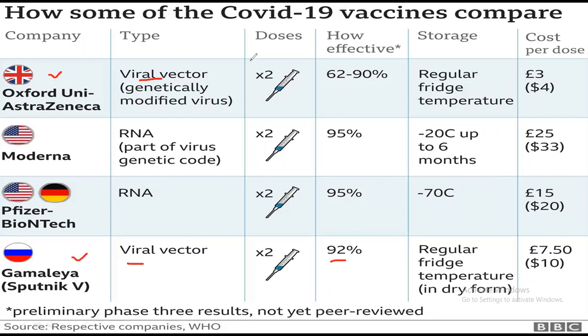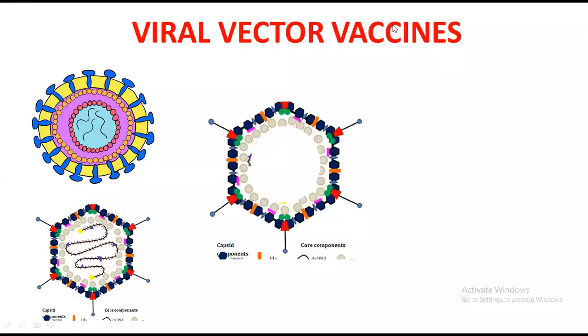Now I will show you what basically a viral vector vaccine is. After that, I will come to the Moderna and the Pfizer vaccine. Okay, so just look here, viral vector vaccine. Keep this in mind. For example, this is a coronavirus, as I have mentioned earlier in the video. This C is for coronavirus.